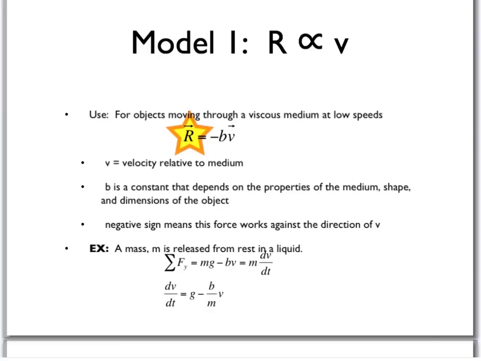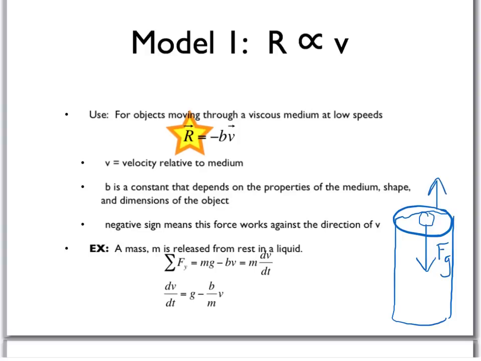So let's think about an example here. Let's say that you have maybe just a big glass of water, for example. And we allow this mass M to be released in the water. Now, this object is going to be falling down through that glass of water. As we look at that mass, we obviously know that gravity is going to be pulling down on it. And again, we know that there's going to be some sort of resistive force, where that resistive force should be equal to negative bV.